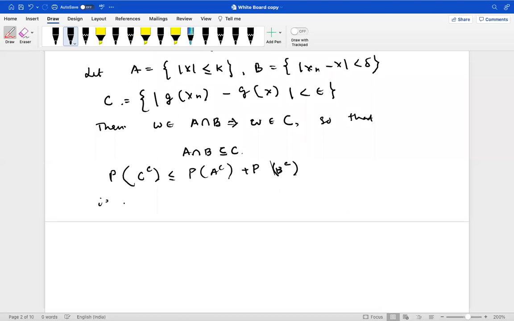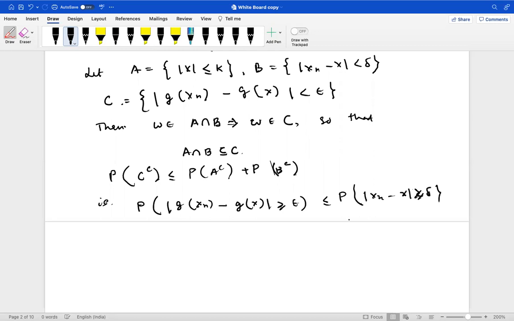So what happens then? The probability that modulus of g(Xn) minus g(X) is greater than or equal to epsilon is less than or equal to the probability that modulus of Xn minus X is greater than or equal to delta, plus the probability that modulus of X is strictly greater than k, which is less than epsilon by 2. Both are epsilon by 2, so this is less than epsilon.